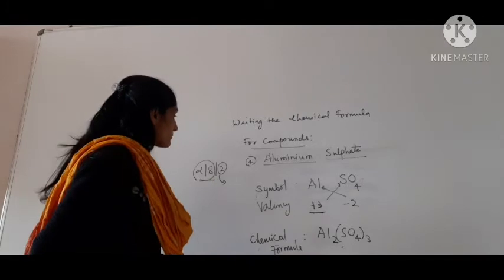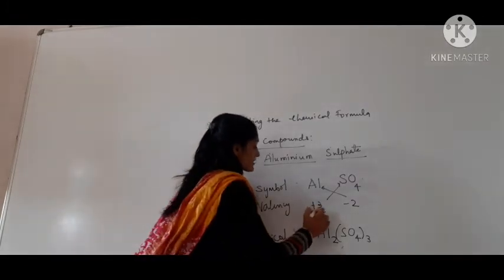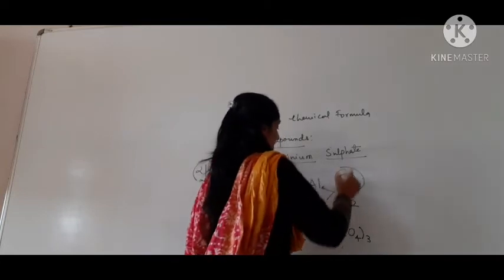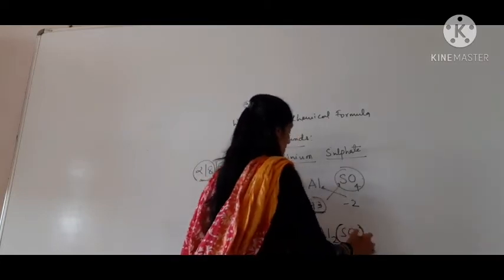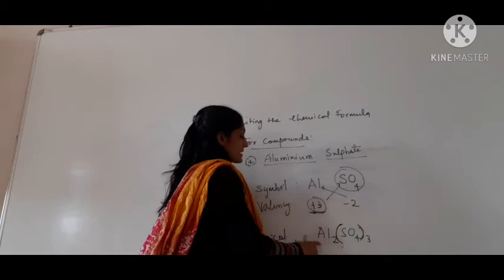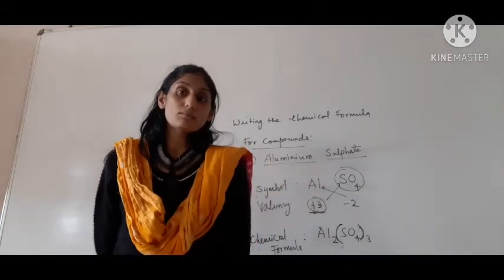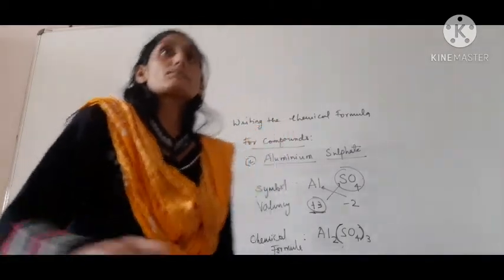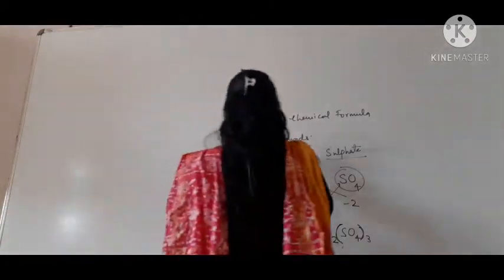Again I am going to explain: whenever the valency on the right-hand side is more than 2, whatever the polyatomic ion is, it is always written in a small bracket. So that is the formula, Al2(SO4)3. This is the particular chemical formula for aluminium sulfate.